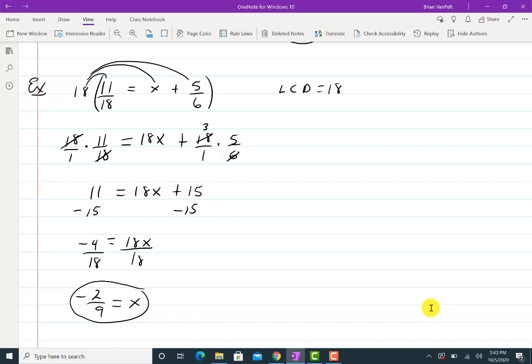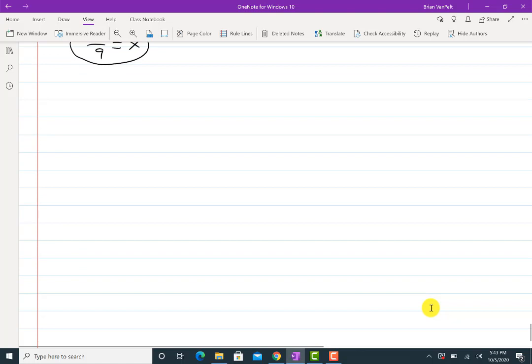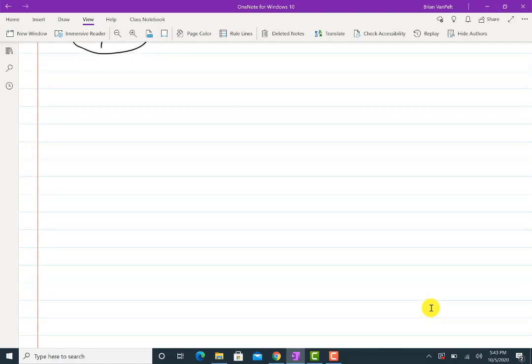So that's the gist of this. And you'll see the problems will get harder. So you'll see my technique of multiplying by the LCD will be useful as the problems get worse. Let's try again. -7 over 15 equals -1/2 plus y.